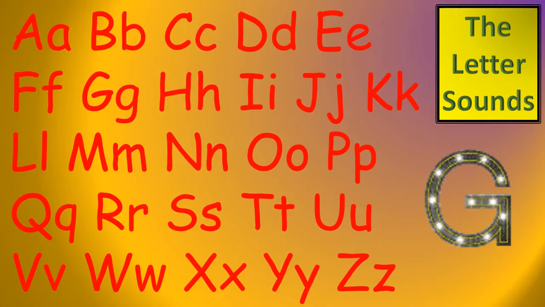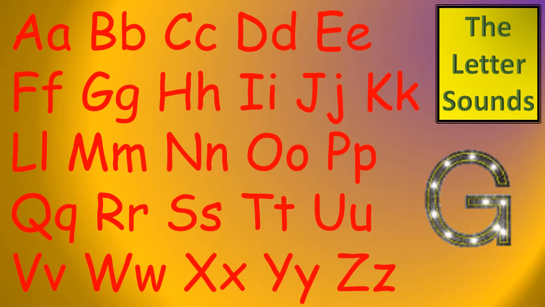The letter L is pronounced as L in words such as lollipop. The letter M is pronounced as M in a word such as map. The letter N is pronounced as N in a word such as nail.